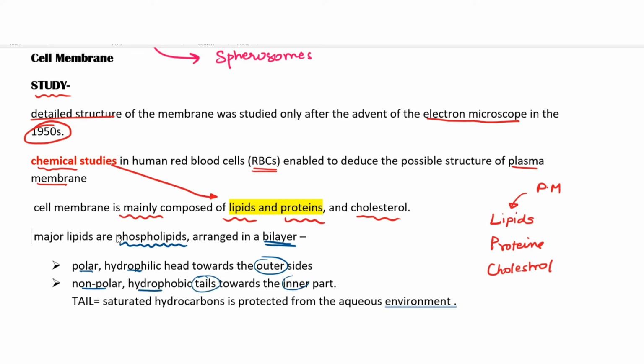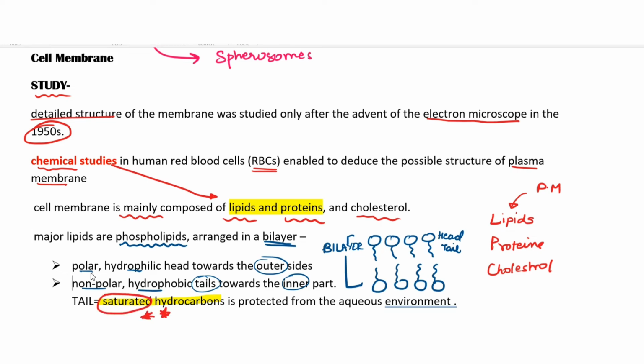This is how, let me draw. And this way it looks like a bilayer. Okay. Head on the outer side, tail on the inner side, so that the tail, which is made up of saturated hydrocarbons, is protected from the aqueous environment. Remember, saturated hydrocarbons, not unsaturated. They'll mix up and they'll confuse you.